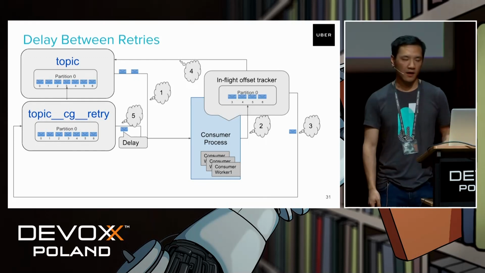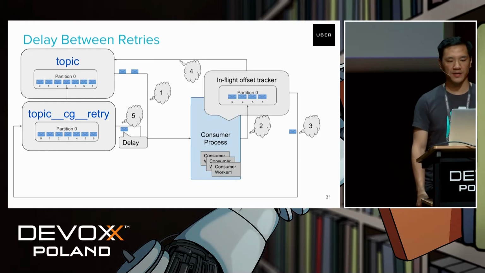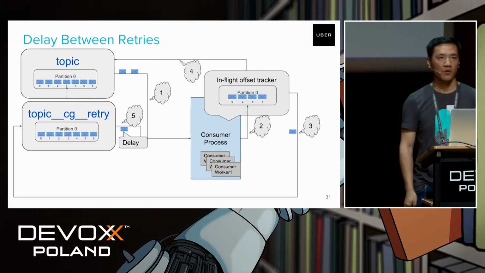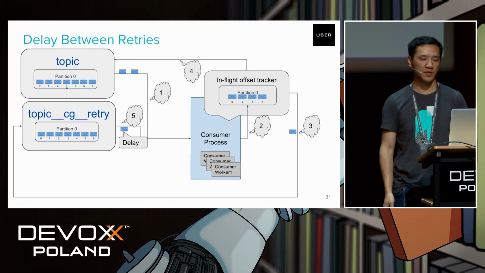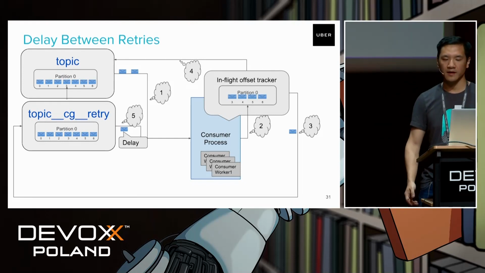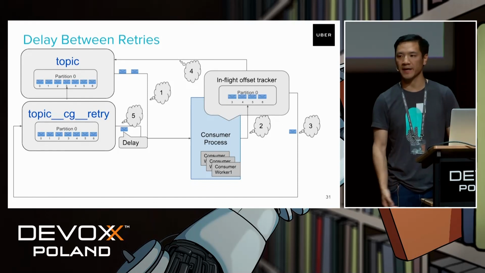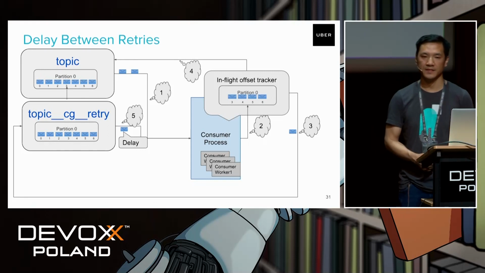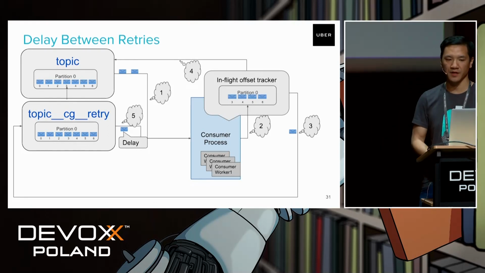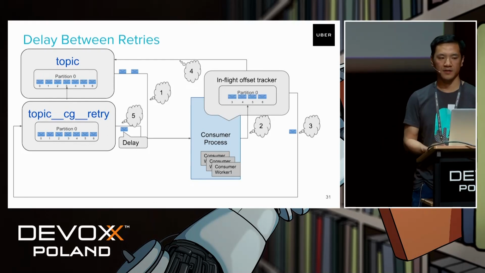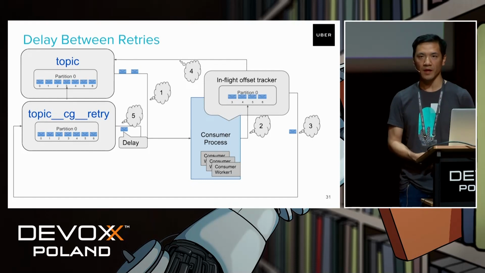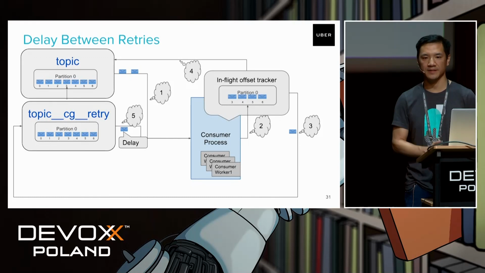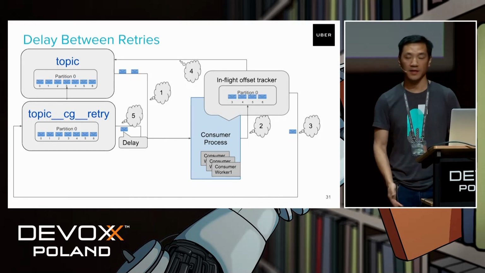How do we achieve the delays between the retries? In addition to the retry count in the metadata, we also put a timestamp in the message itself. So when the consumer consumes the message back from the retry topic, we check the timestamp in the retry message and see if it fulfills the delay requirement. If not, it will sleep and make sure there is sufficient delay in between the retries.